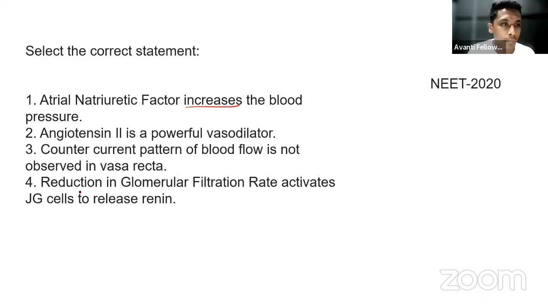Whereas the fourth option, that is, reduction in glomerular filtration rate activates JG cells to release renin. So this is the right option. The fourth option is the right option.